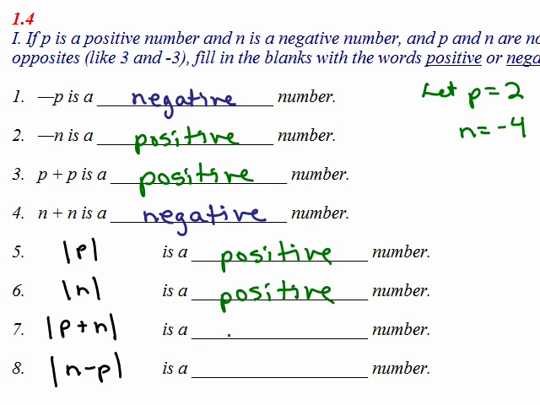So these are concept problems, understanding the concept of positive and negative numbers and absolute value. And you could go through each of these last 4 individually and plug in numbers like 2 for P and negative 4 for N, and you should still end up with either a positive or negative number as it's listed here.